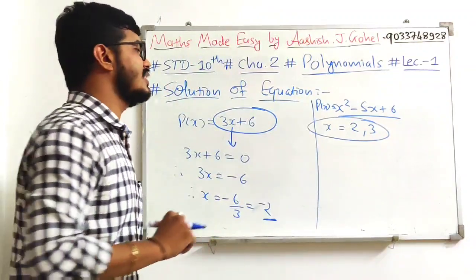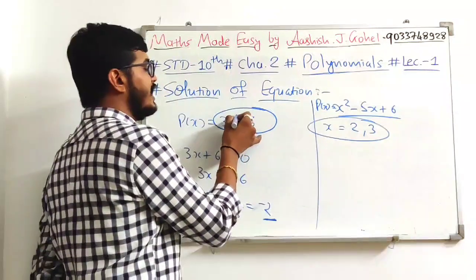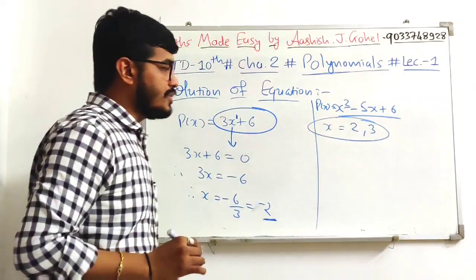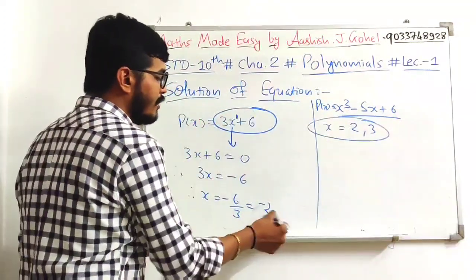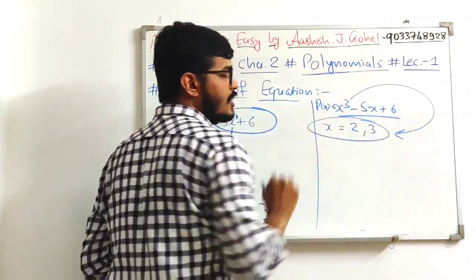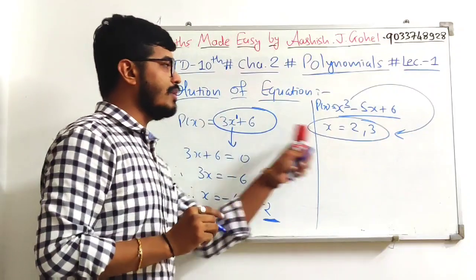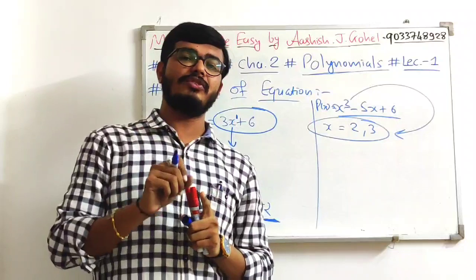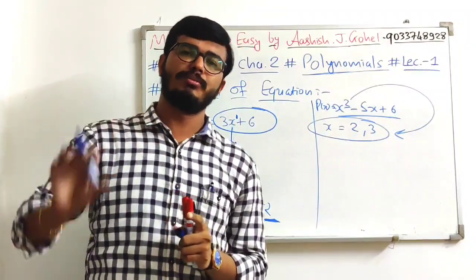So if you observe one thing, the linear equation has degree 1 and this quadratic equation has degree 2. If the degree is 1, you will get 1 solution. If the degree is 2, then you will get 2 solutions. So the maximum number of roots, the maximum number of zeros, is directly connected with the degree of the given polynomial.